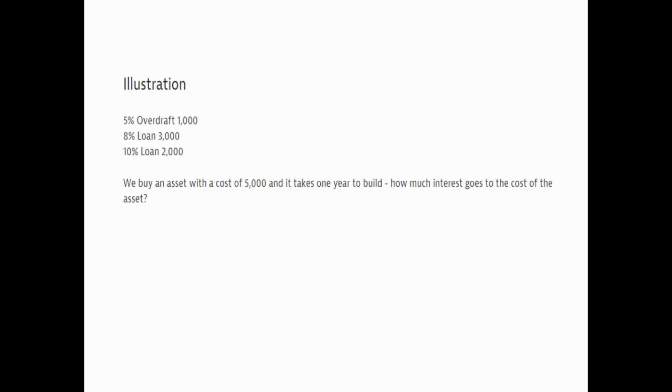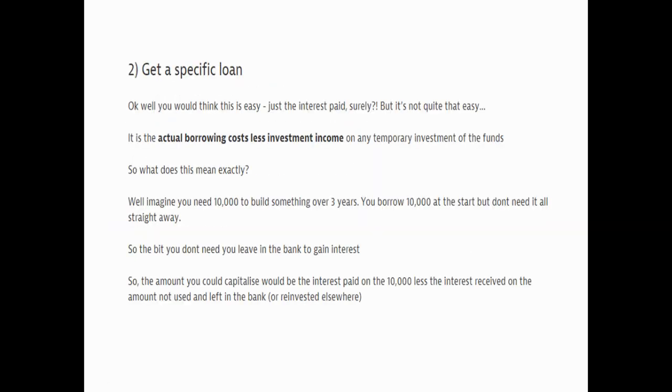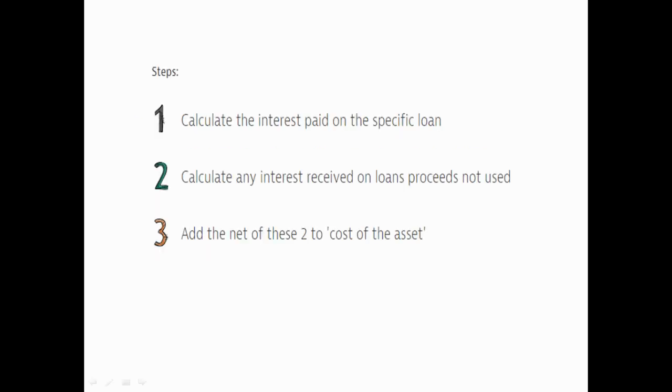So what do you do when you get a specific loan? How do you know the amount of interest to capitalize and not to capitalize? The first thing that you do is calculate the interest paid on that specific loan. Let's say you took 10 million at 10% per annum, so it will be 10% of the 10 million. Then multiply by months. If we took the loan in July, we just multiply by 5 over 12 or 6 over 12, to calculate the interest on that specific loan.